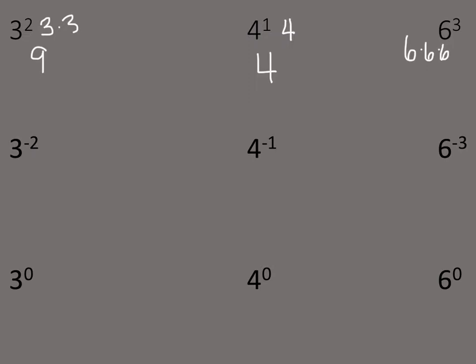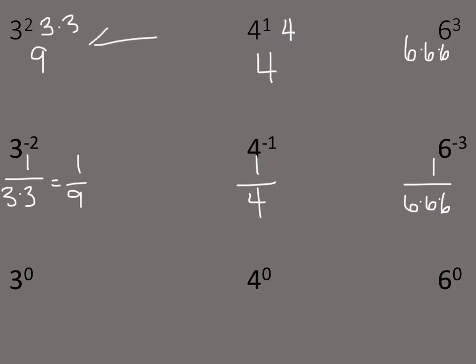3 to the negative 2 is 1 over 3 times 3, or 1 over 9. 4 to the negative 1 power is 1 over 4. And 6 to the negative third power is 1 over 6 times 6 times 6. So see if you can see the pattern between the first rows and the second rows. Alright, we'll talk about it in just a minute. I just want to give you the last one.